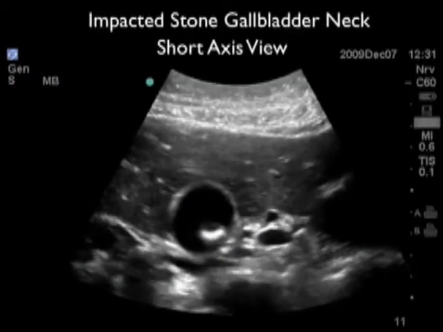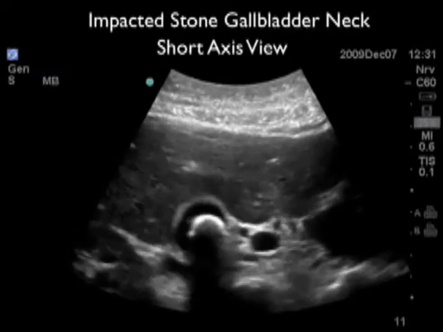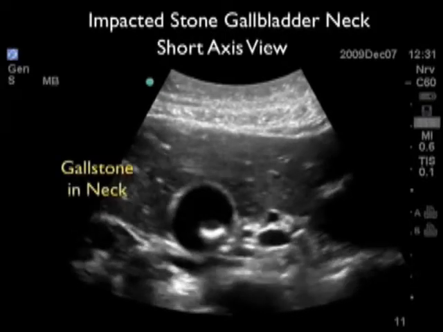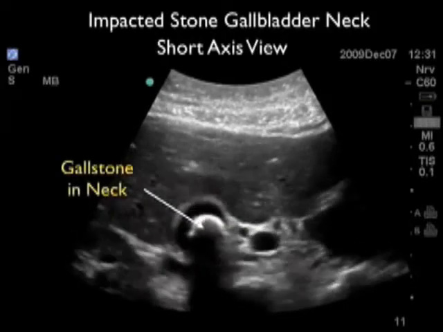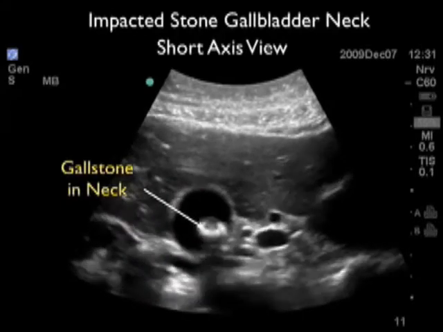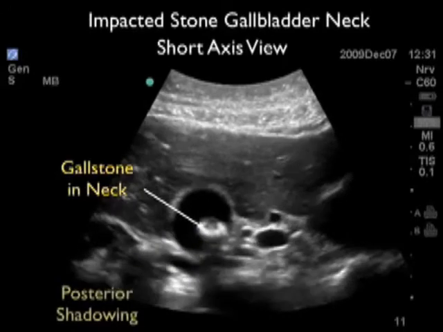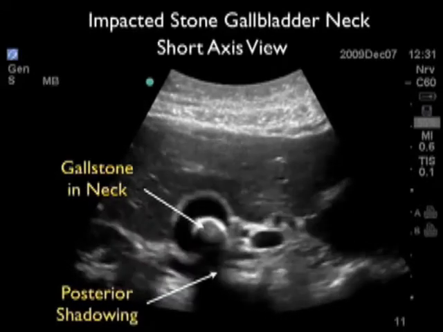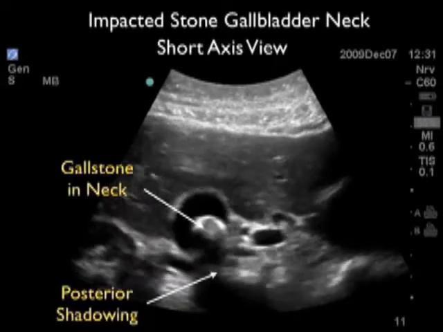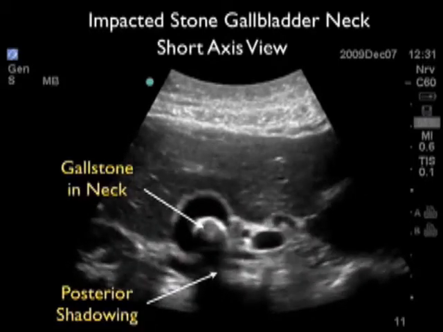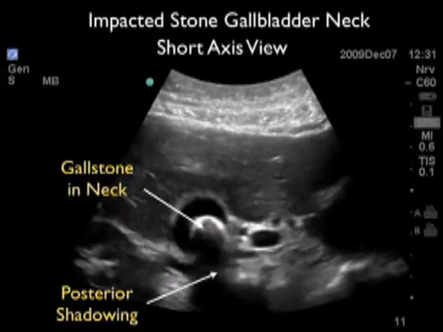Here we're going to change the orientation of the probe into a short axis configuration. The probe is located in the subcostal plane with a marker over towards the patient's right. Thereby we're cutting the gallbladder into cross sections, so the gallbladder will appear as a circle on the ultrasound screen. We see here a gallstone, that hyperechoic area within the gallbladder lumen, and again the posterior acoustic shadowing confirming the presence of a gallstone.